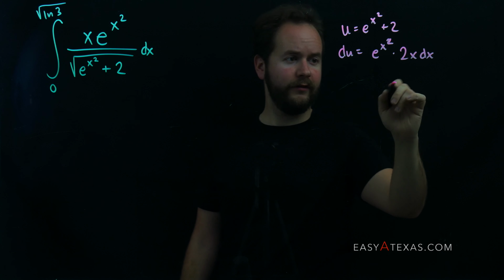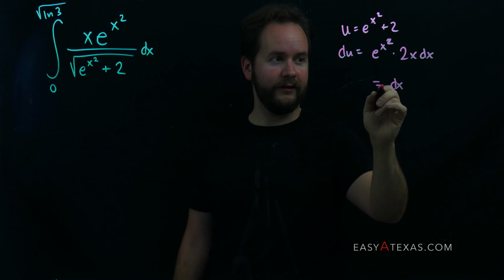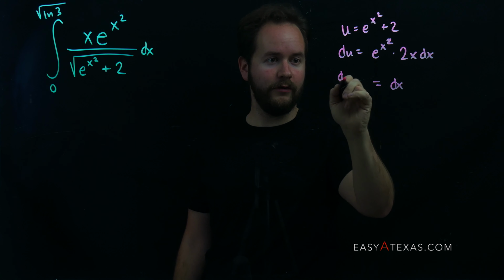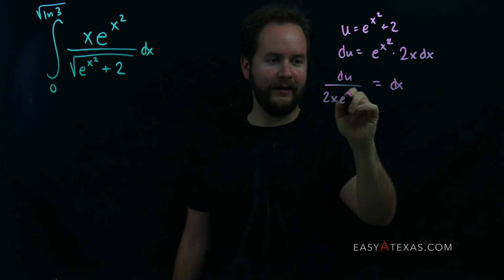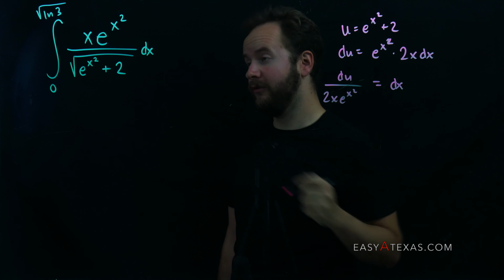I'm going to solve for dx here. This just means I need to divide by e to the x squared and 2x, so I have du divided by 2x e to the x squared. Now that I have all this, I'm going to substitute it in over here.